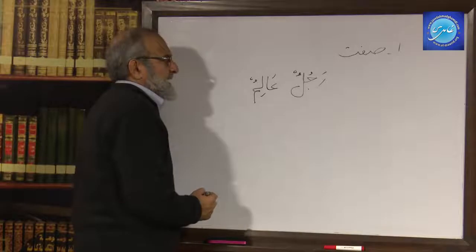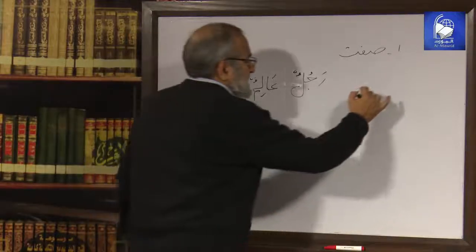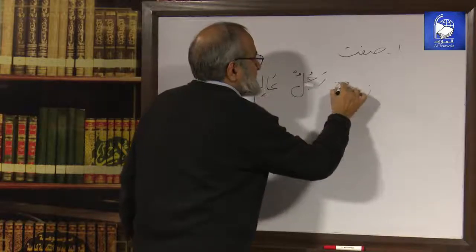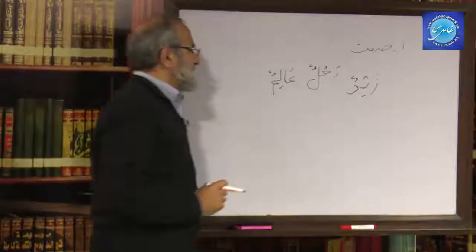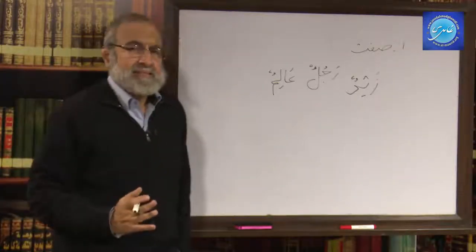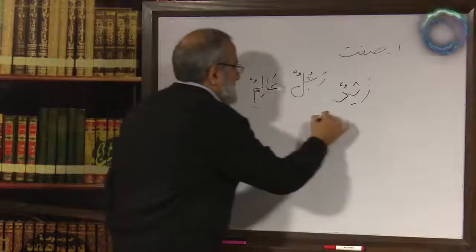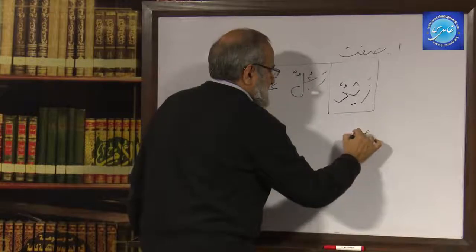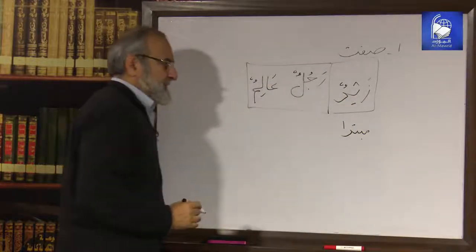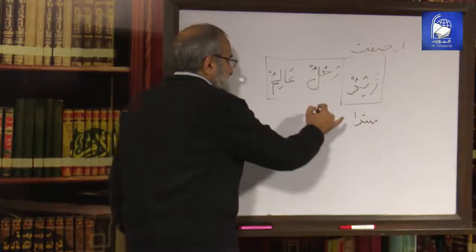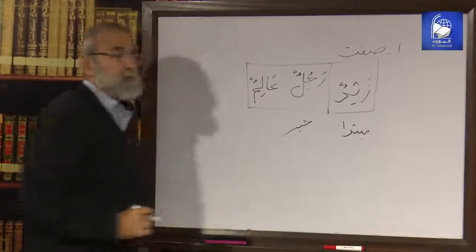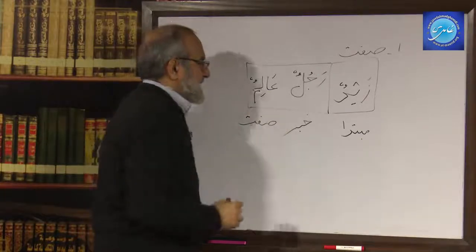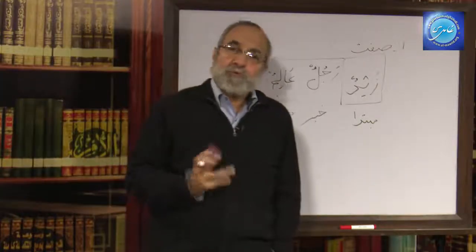Now, I'm putting rajul in the Arabic form of rafa because I'm assuming, for example, that it is the khabar of Zaid. Zaidun, rajulun, alimun. Zaid is a man who is a scholar. Zaid is a scholar man. Now, Zaid is mubtada and therefore is in the form of rafa. Rajul is the khabar and therefore is in the rafa form, and alimun is the sifat, the attribute of rajul, and therefore it is in the rafa form too.